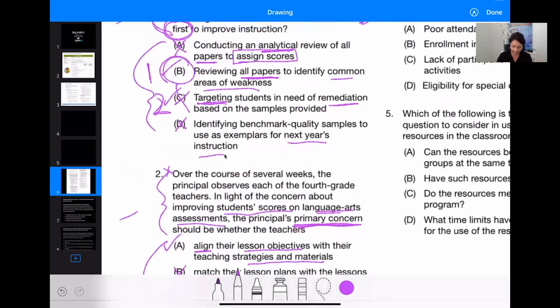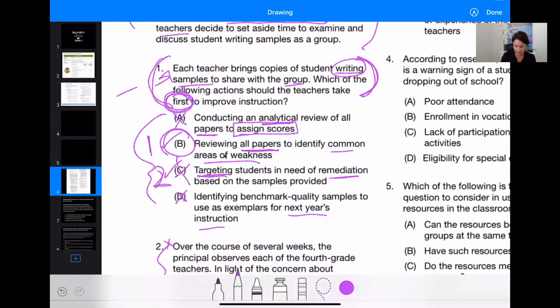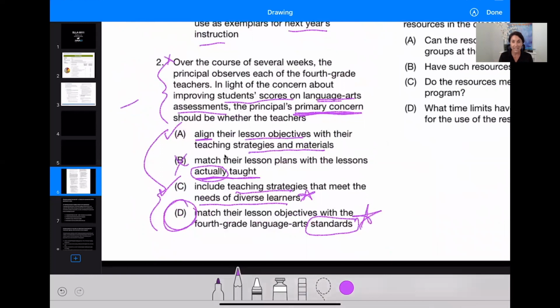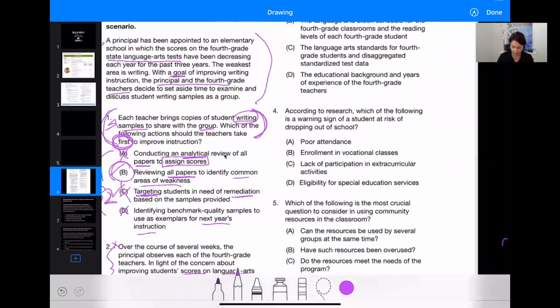There it is again. Here you have the word primary, okay? You want to pay attention to these particular words. What should be the primary concern? The primary concern should be the standards, because if the instruction is not aligned to the standards, then the students are not prepared for the state standardized assessment in language arts, okay? And again, I didn't even have to go back and read that. I could have gone on and gotten that correct. I do recommend, though, you just check, because that's really important too, okay?